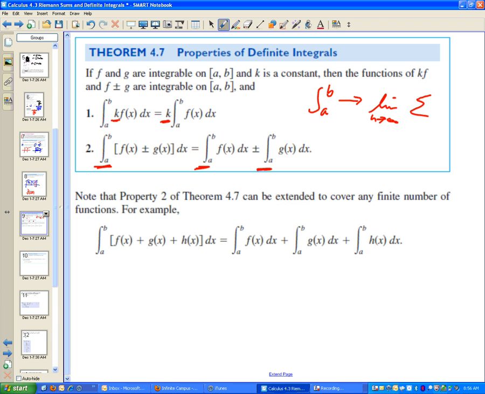Okay? All right, and it doesn't matter how many you have. If you have 17 terms, you can still make it the definite integral of the first one plus the definite integral of the second, all the way to the 17th one. Okay?